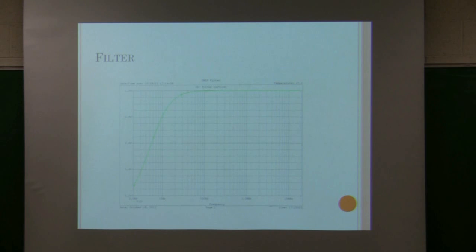Does anybody know the answer? Tom? Block DC. Exactly. Turns out DC is very bad for headphones. It's also bad for speakers, but they're a little more robust and they can handle a little bit. Headphones, on the other hand, if you put a lot of DC into headphones, you'll basically just blow them. So this circuit's entire purpose is to block DC.